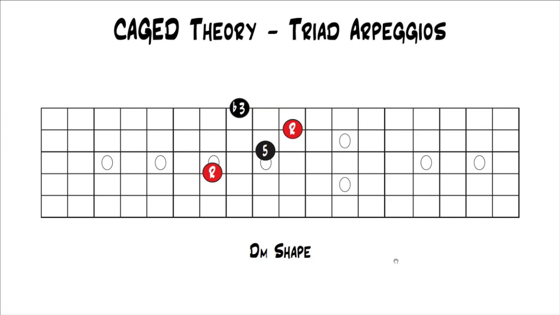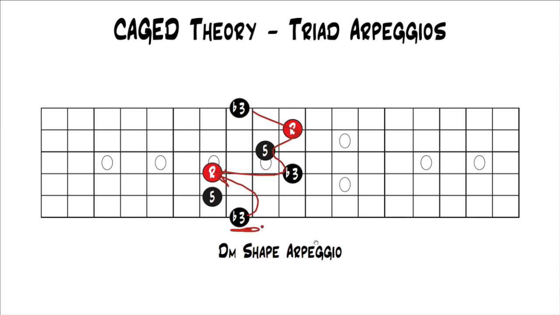And then same thing with D minor. That's the D minor shape. Add in the notes, and you'd be able to play everything in order. Root flat 3 5, root flat 3, and then back down. You'd end on the 6th, go to the 6th string, and then go back up to the root to end.